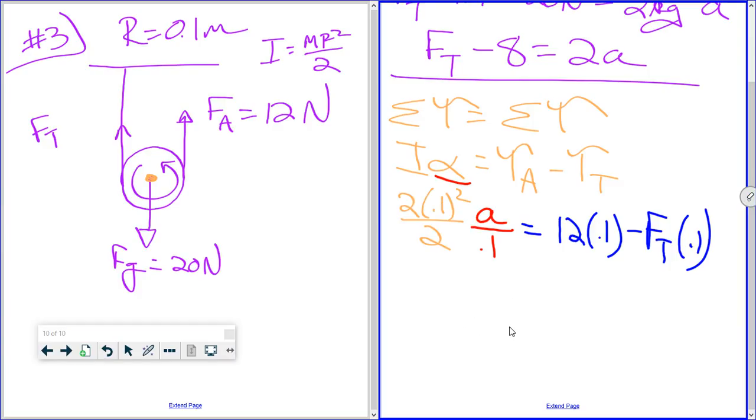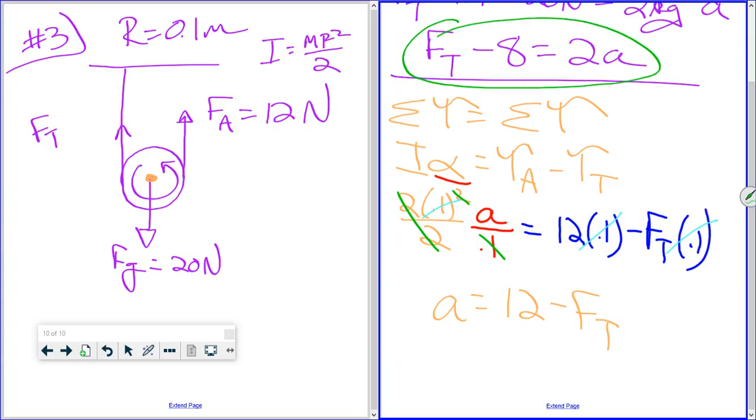All right, so let's see. These guys cancel, and then this, and this all cancel. So you end up with A equals 12 minus FT. So now I have a system of equations, and you can solve for both A and FT, force of tension.